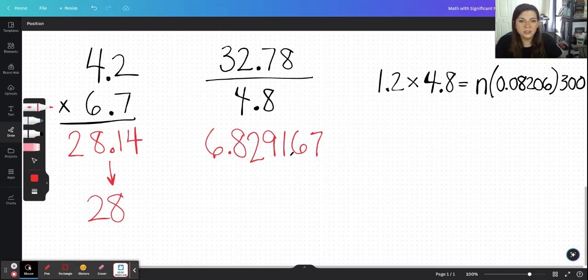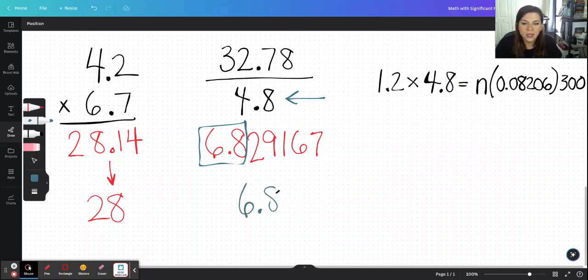This obviously is gaining precision as we're doing the math, which we don't want to happen. The measurement that has the least precision is this one right here, the 4.8. That has only two significant digits, so we want our final answer to have only two significant digits. This 2 is not large enough to kick that 8 up into a 9, so the final answer will be 6.8.